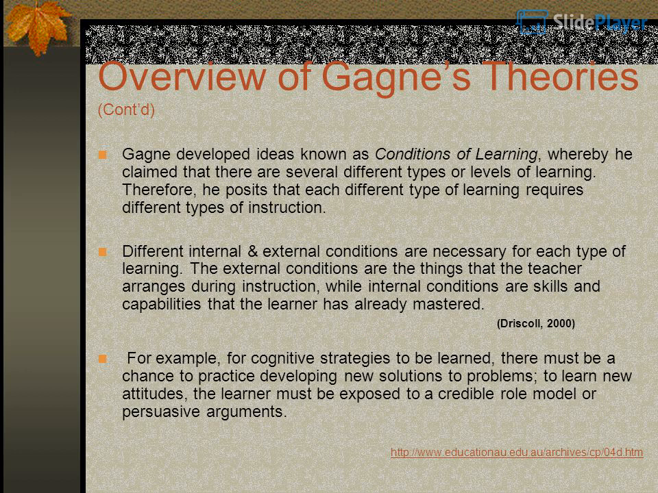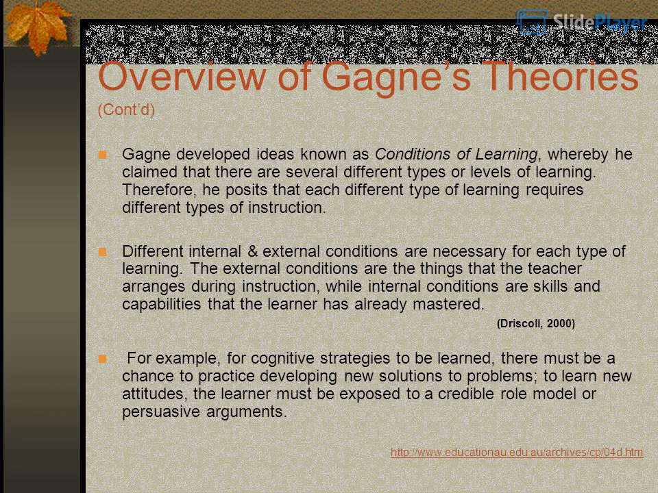Gagne developed ideas known as conditions of learning, whereby he claimed that there are several different types or levels of learning. Therefore, he posits that each different type of learning requires different types of instruction. Different internal and external conditions are necessary for each type of learning. The external conditions are the things that the teacher arranges during instruction, while internal conditions are skills and capabilities that the learner has already mastered.